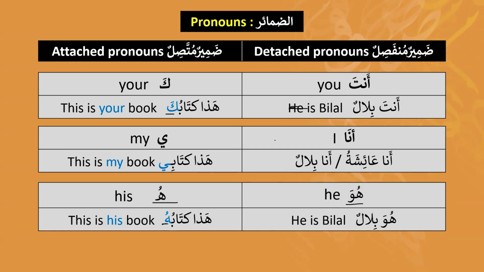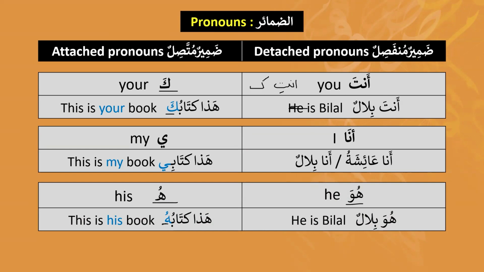So you can make a table like this: on the right side you can write the detached pronouns, and on the left side you can write the attached pronouns, and you can prepare your own list. For example, anta, and the attached pronoun will be ka. Similarly, we have learned anti, and you know that the attached pronoun for anti will be ki. We have learned that already, for example kaifa haluki.